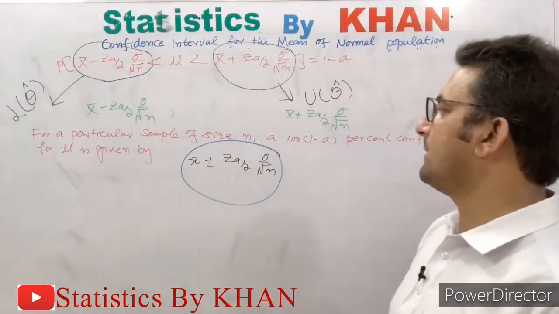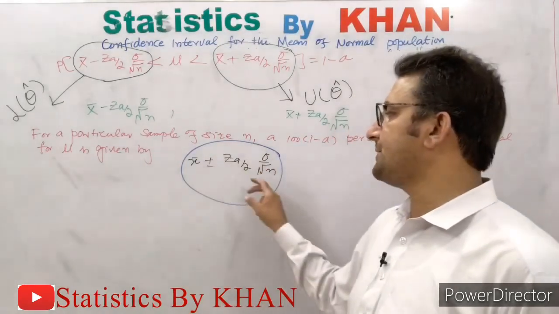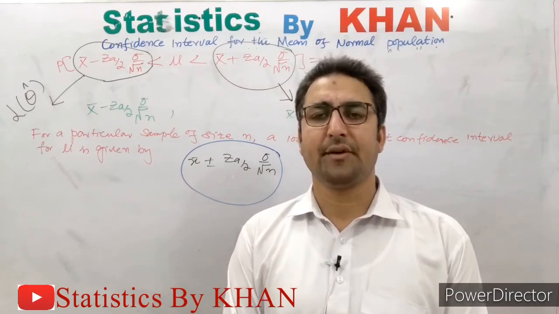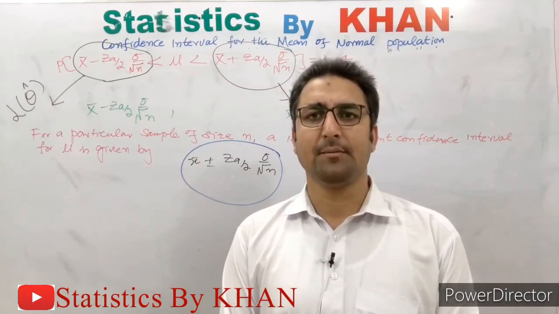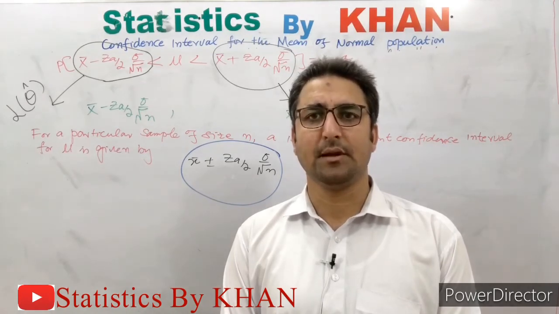mean of normal population. For the mean of other populations, we can also use a similar statement but with a bit of modification. So it was all about the derivation of confidence interval for the mean of normal population. Hope this will help you in the construction of confidence interval for the mean of normal population.